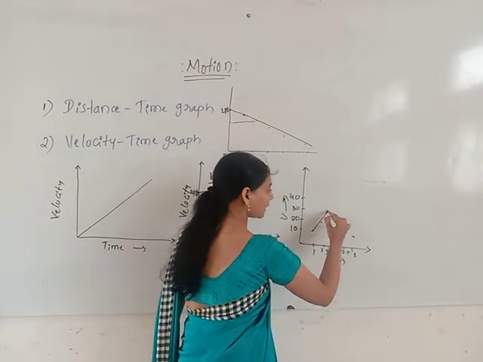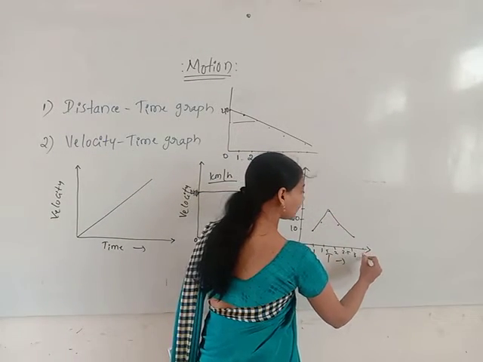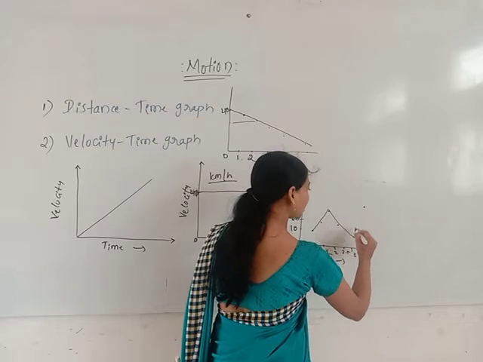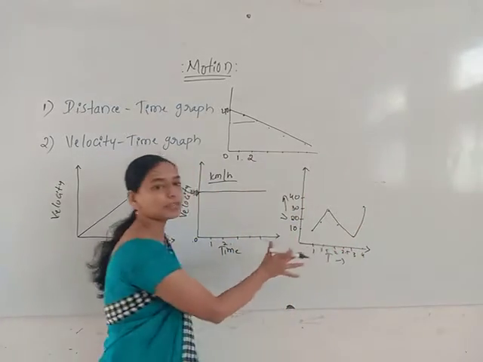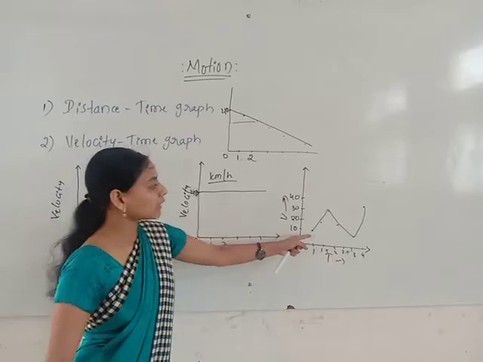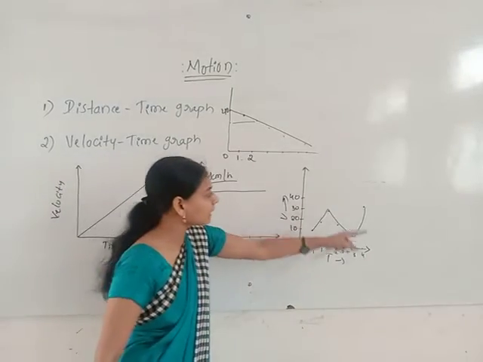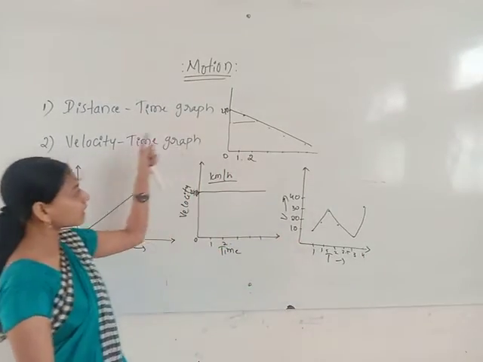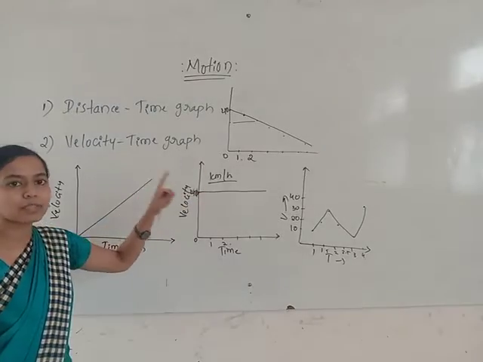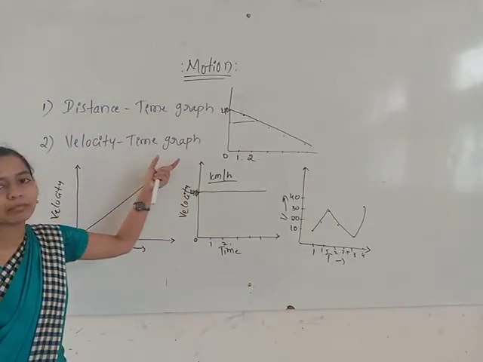That time we get the graph like this. And after 4 hours it may increase to 40 km per hour. So here non-uniformity is there. Whenever there is a non-uniform acceleration, we can get the graph like this. Okay, these 4 types of graphs come under the velocity time graph.